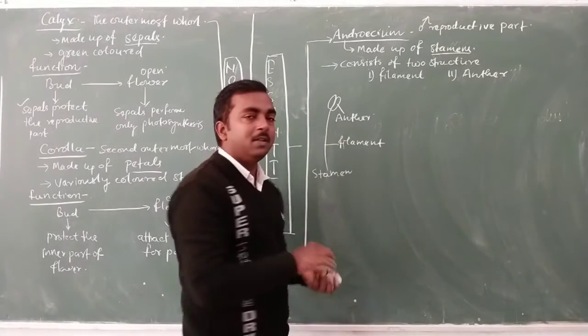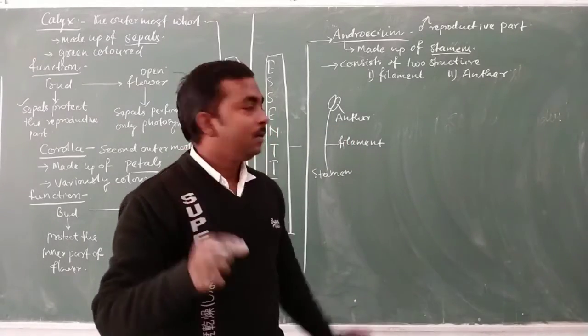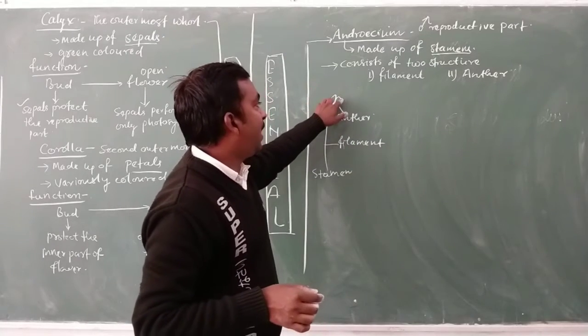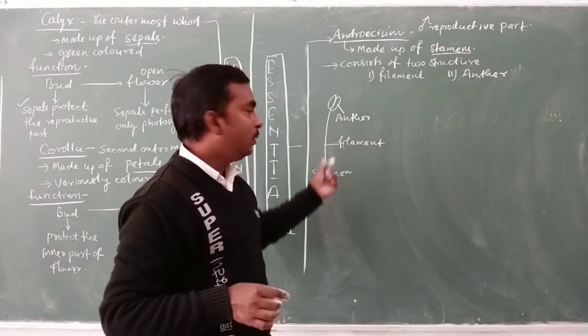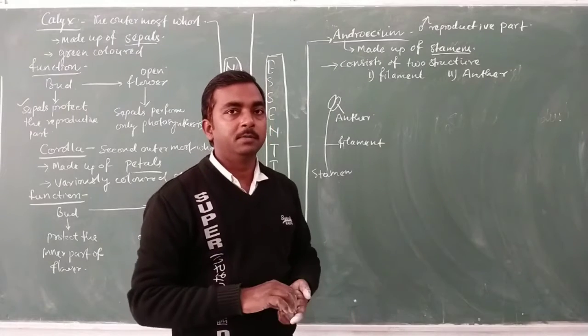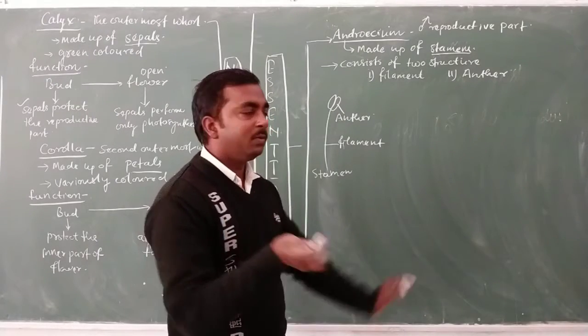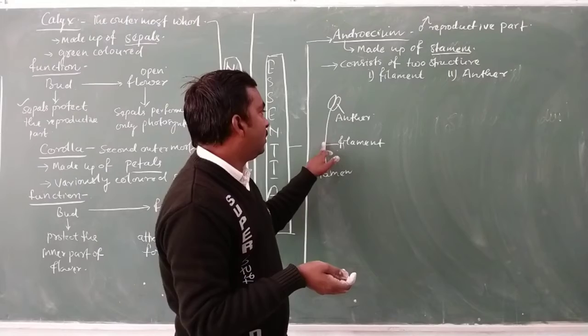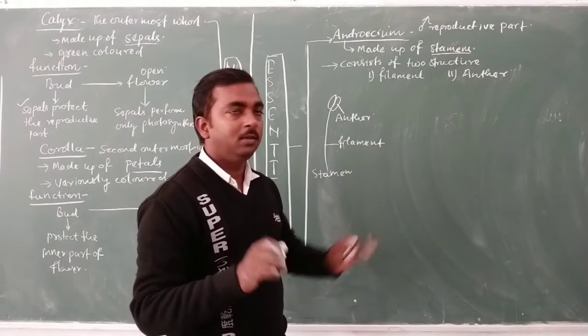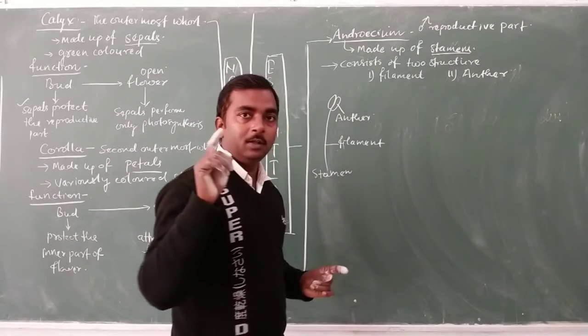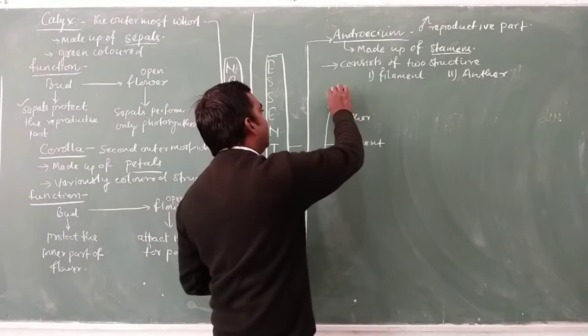So filament is the stalk which connects the main part of the stamen, that is anther, with the base of the flower. So one of the functions of filament is the attachment of anther with the flower. Now we will study in detail about the anther.